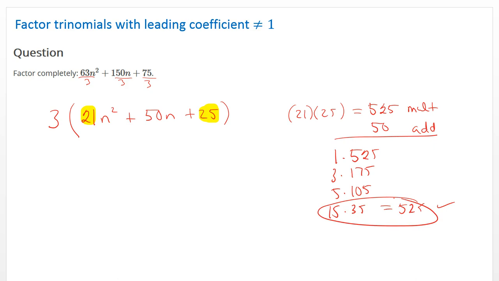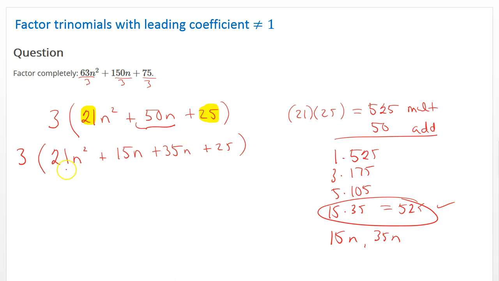But what do we do with those two numbers? You don't write n plus 15 times n plus 35 like we did on the last problem. That's not going to work. What you do is you rewrite the middle term using these two values. So I'm going to replace the 50n, and I'm going to use 15n and 35n in that spot. So here we go. 3, don't forget about it in the front. I have 21n squared plus, again, I'm removing the 50n, and I'm going to replace that with 15n plus 35n plus 25. Now, that doesn't look like it helped at all.